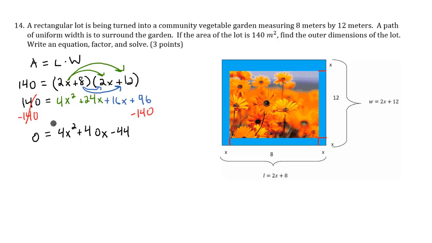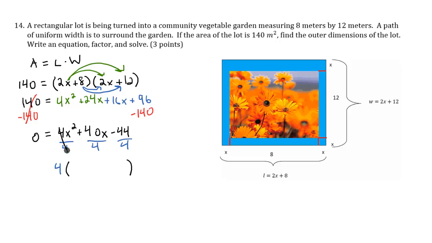Now I want to factor to solve. So I'm always going to check to see if I have a greatest common factor. And in this case I do. There's a 4 that divides into all three of these terms. So I want to divide out my 4. So that's going to be left out here in front.